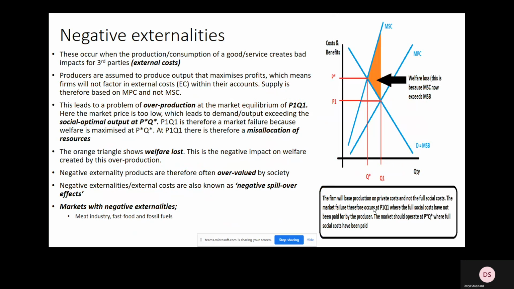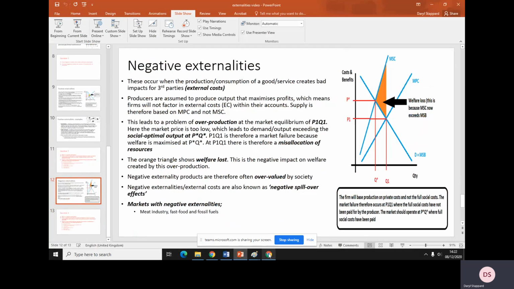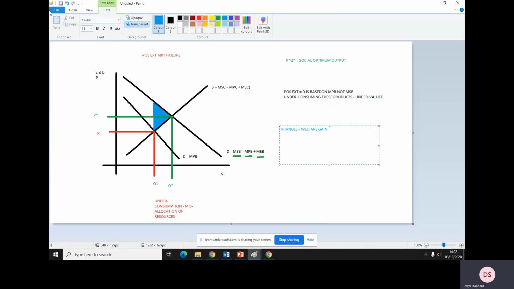Right, everyone, what we've now got to think about is something that we call negative externality market failure. Now, again, what I'm going to do, I'm going to go back to this Microsoft Paint document.